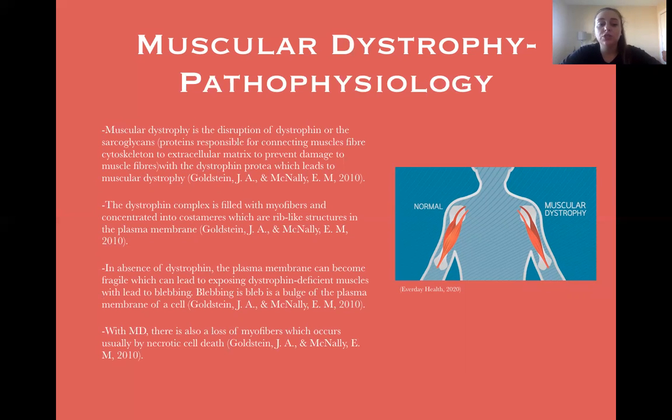However, in the absence of dystrophin, the plasma membrane can become fragile, exposing the dystrophin-deficient muscles, which can lead to blebbing. Blebbing is a bulge of the plasma membrane of a cell. So lastly, with MD, there's a loss of myofibers, which usually occurs by necrotic cell death. In the picture, you can tell the difference in what it looks like when there's a lack of dystrophin with MD compared to normal muscles.